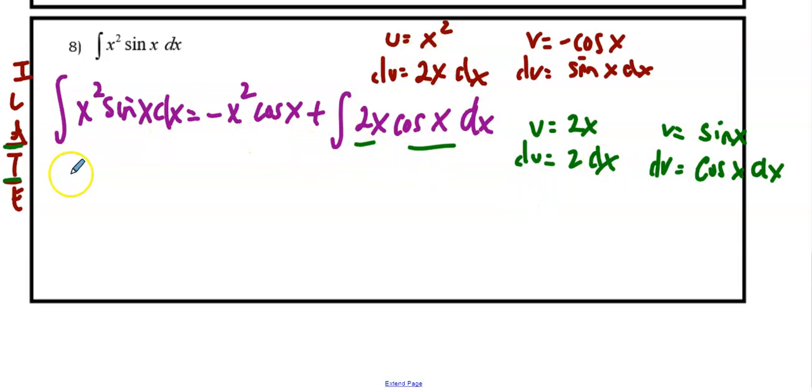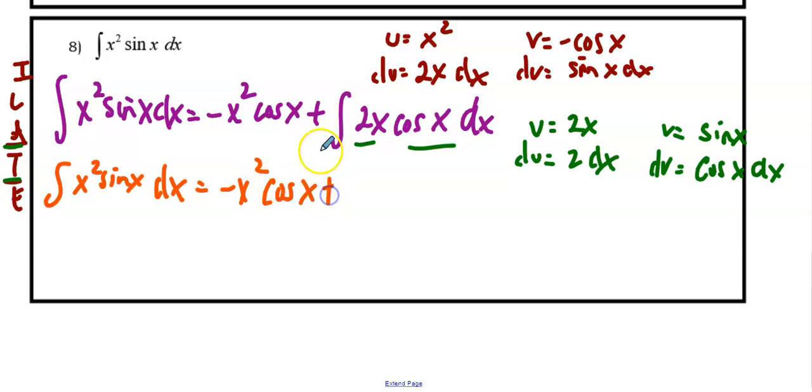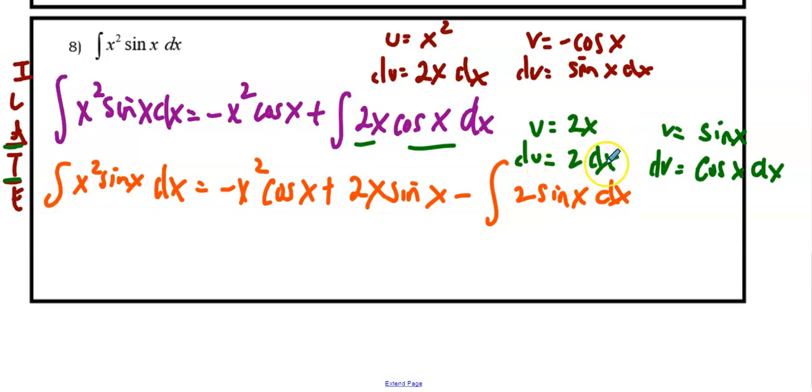So just like before, we're going to rewrite this function one more time. We'll get negative x squared cosine of x, and then we're going to do plus. Since it's plus, we can go ahead and say, well, this is going to be the product of u and v, so it's going to be 2x sine x minus the integral of 2 sine x dx, which is v du. And so we finally get to a point where this is actually easy. We don't have to integrate this by parts. We know how to integrate negative 2 sine of x dx. Well, if you're watching the video, you know how to do that.